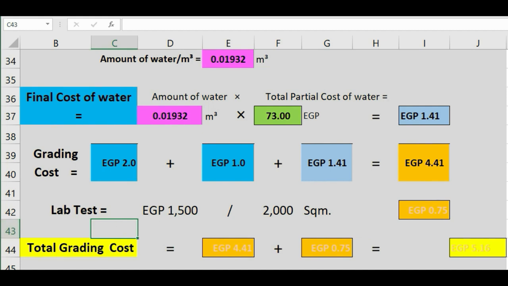Another issue should be added to a meter square cost. This all cost is in meter square. And be careful. Remember that our item is in cubic meter. This another issue is lab test. We are taking the samples each, sorry, 2,000 square meter. The one test cost 1,500. It means that one test cost 0.75 Egyptian pound.